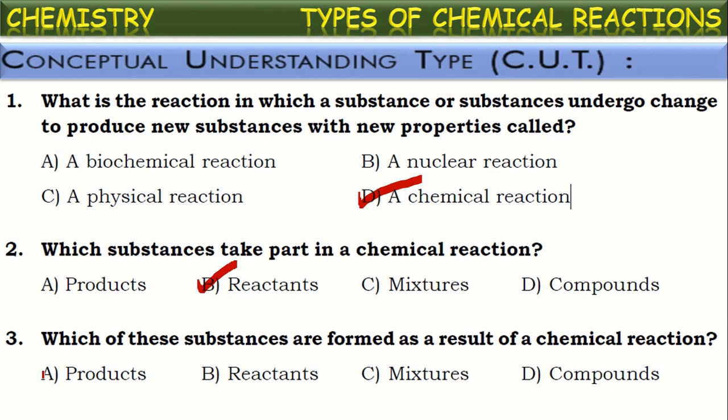The chemical substances which are formed because of a chemical reaction are called the products, and the substances which are participating in the reaction are called reactants. These reactants and products will be separated by using an arrow mark in the chemical equation.